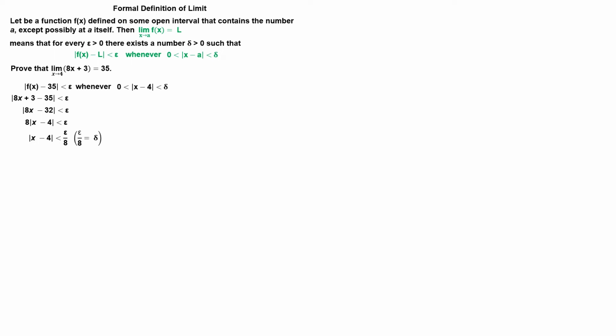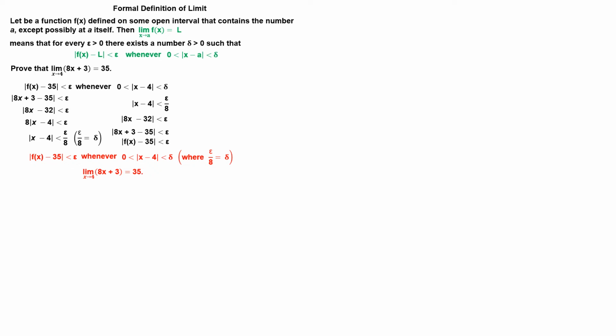We must show that this delta works. We use the distance between x and 4 is less than delta. But now we replace delta with the value of delta we have just found. So we have shown that f of x will differ from 35 by less than epsilon whenever x differs from 4 by less than delta, in which delta is epsilon over 8. And so, by our definition, the limit of f as x approaches 4 is 35.